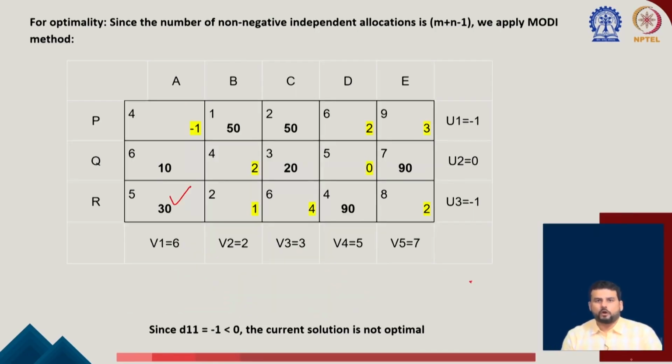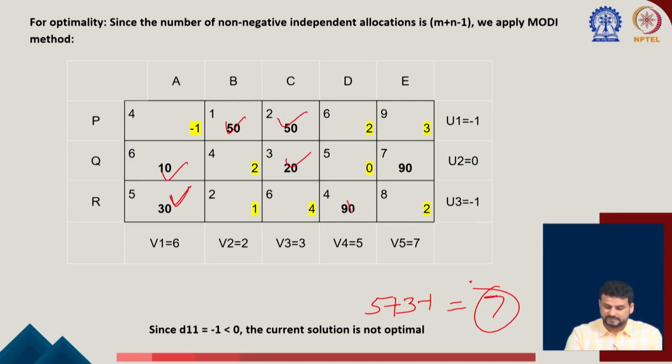Now to go for the optimal solution, first we need to check whether we have done m plus n minus 1 allocations. So here m, total number of columns 5, total number of rows 3, minus 1, so you can see 7. So whether we have done 7 allocations: 1, 2, 3, 4, 5, 6, 7. So that means we can go for applying the MODI method for getting the optimal solution. Now what is the MODI method? We need to assign ui plus vj, so that ui, u1, u2, u3, vj, v1, v2, v3, v4, v5, right?